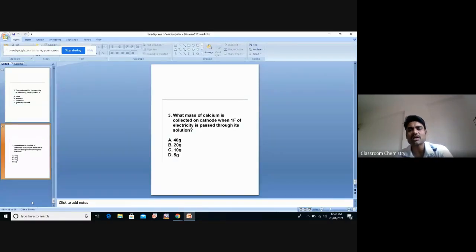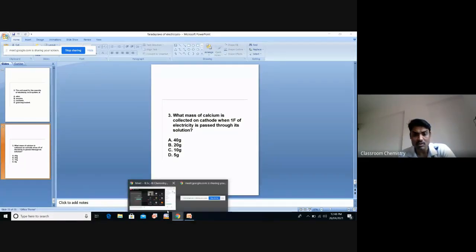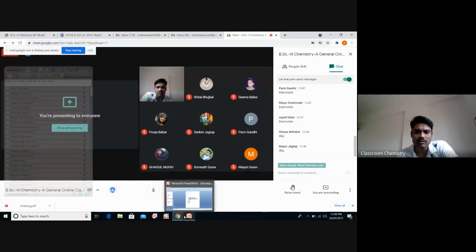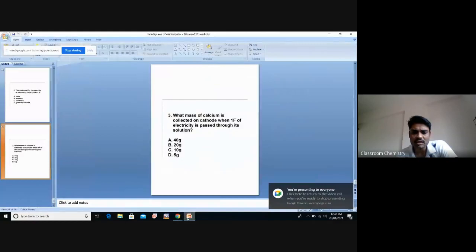Our relation is m equals z into I into t. Here it is 1 Faraday, and the relation is that the quantity of electricity Q is directly proportional to their chemical equivalent of masses. What will it be? Chemical equivalent of masses, not their atomic number. Try to write. Okay, Ahrekar, you gave the correct answer: 40 gram. Their chemical equivalent mass is 40, atomic number is 20. Very good. Now we see the next question.